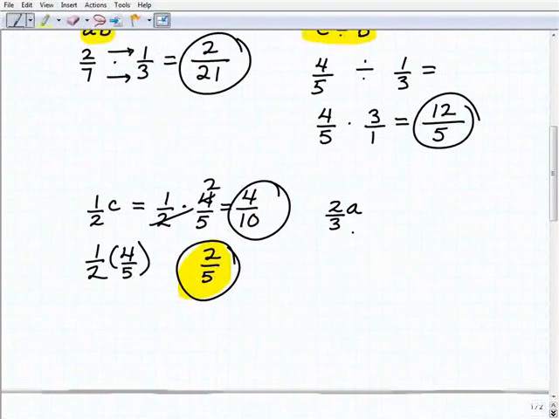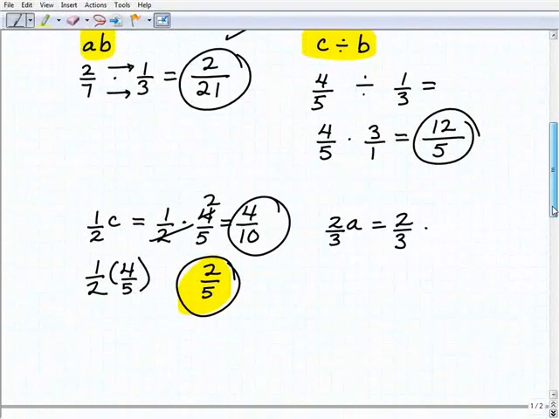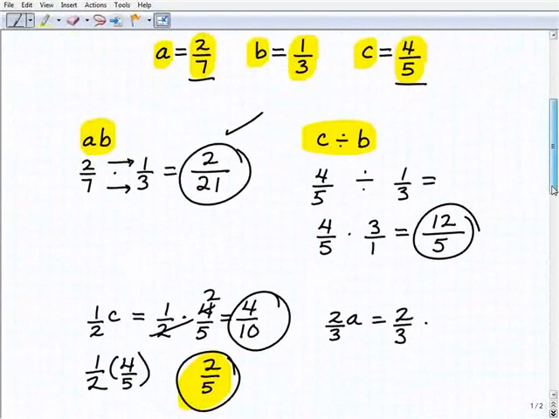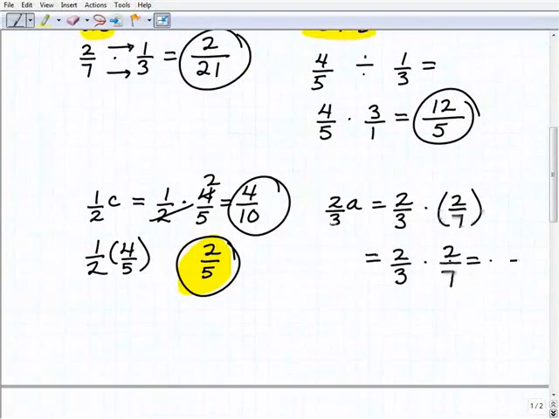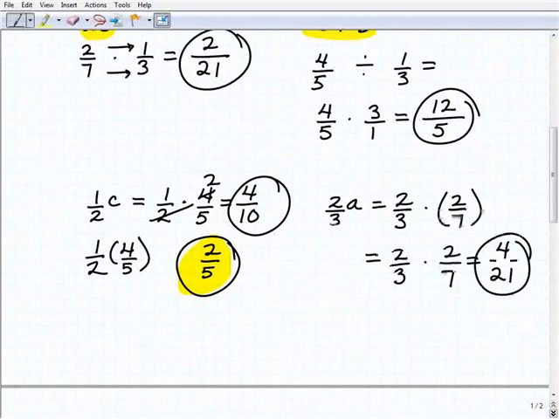Okay, so our final problem is going to be 2/3 times A. So that once again, this is a product, 2/3 times A. So 2/3 times our A value, which was 2/7. Okay, so 2/3 times 2/7 is going to be equal to 2/3 times 2/7. And when I do that, this is going to be 4/21. Okay, and I have all my prime factors here. So nothing cross cancels, so that's it. 4/21 will be the product.